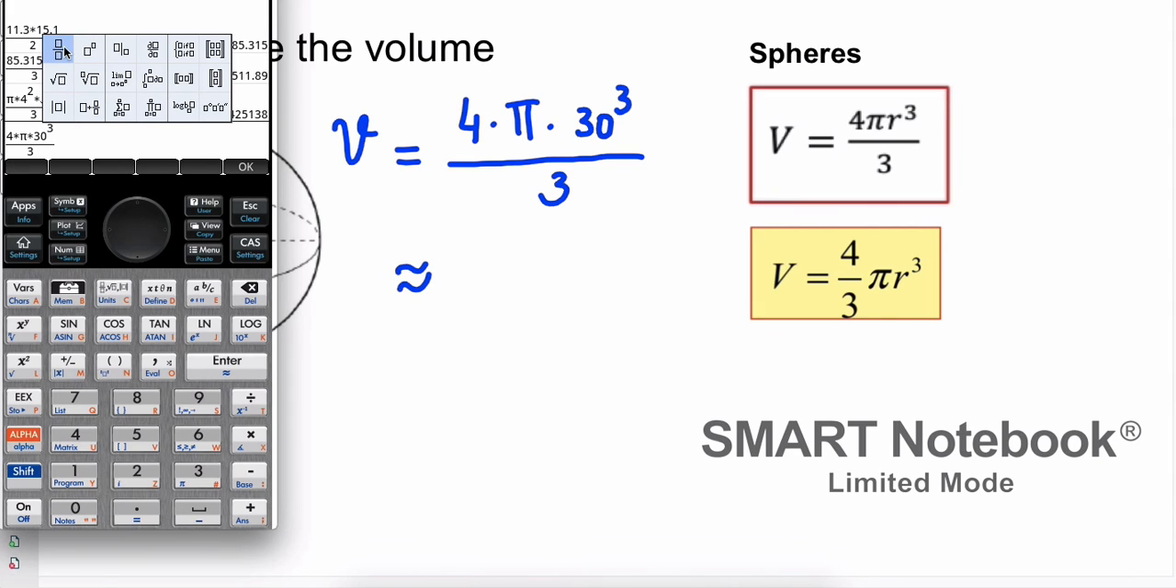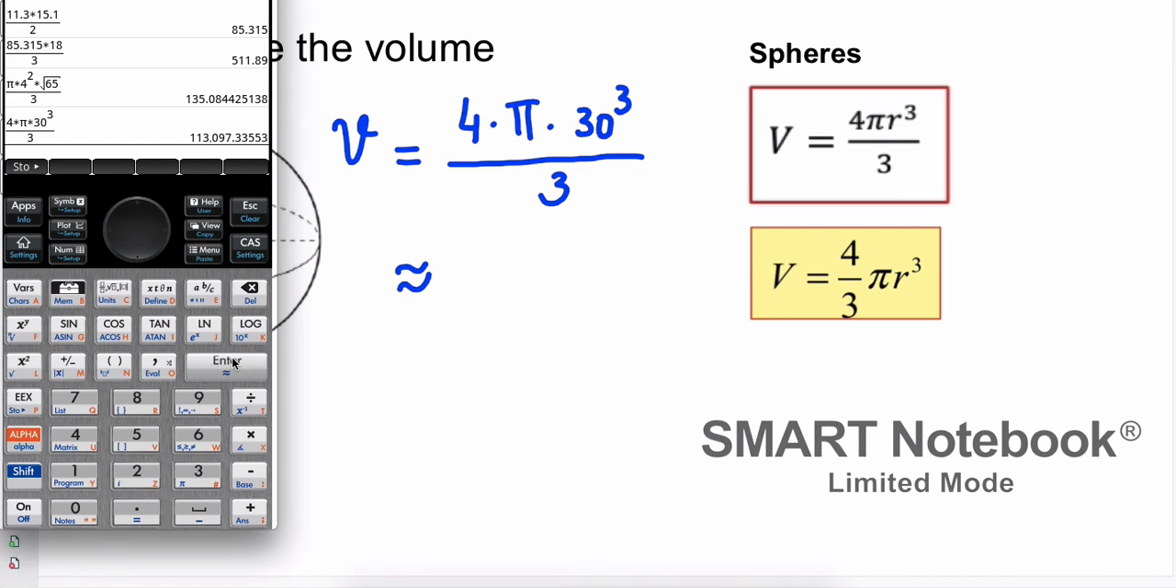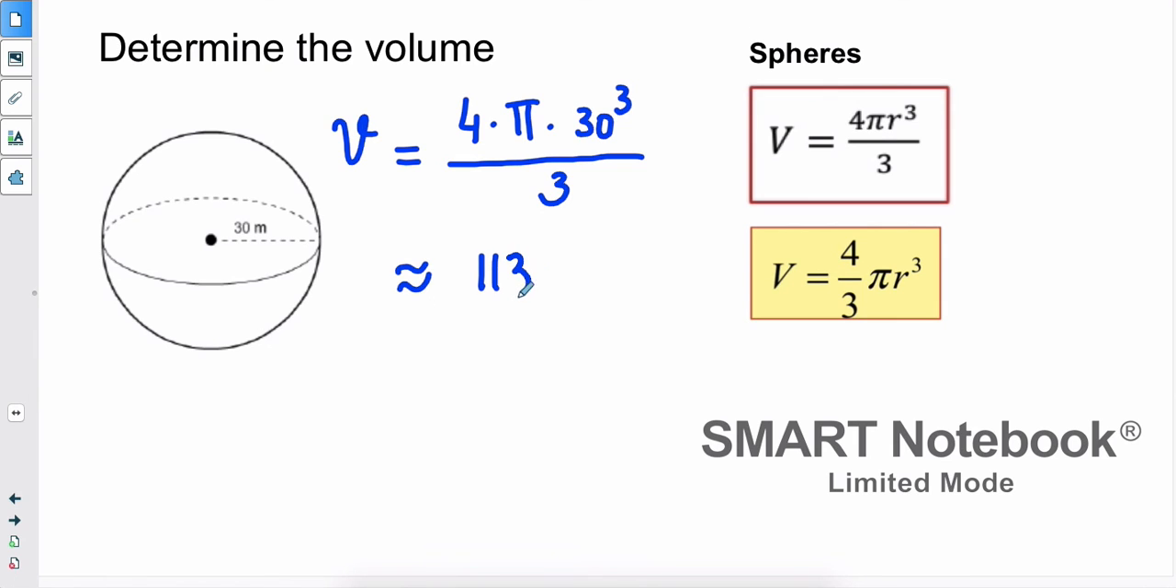It's very handy to have fraction, exponent, square root, and so on, whatever you need. So in one go, if we enter that in our calculator, the answer to the nearest whole number will be 113, and the unit is meter cube. For volume is always cubed.